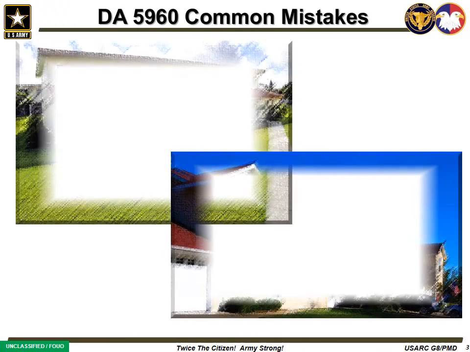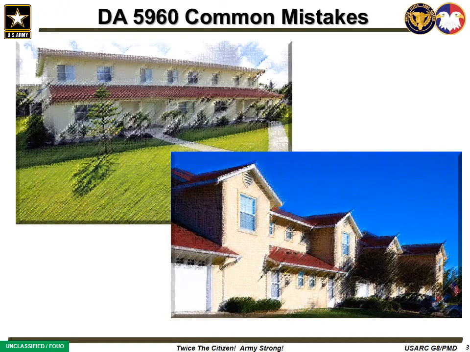Fourth mistake: processing a DA Form 5960 showing the soldier is assigned to family type government quarters when the soldier is residing in privatized housing. Privatized housing is not considered family type government quarters.